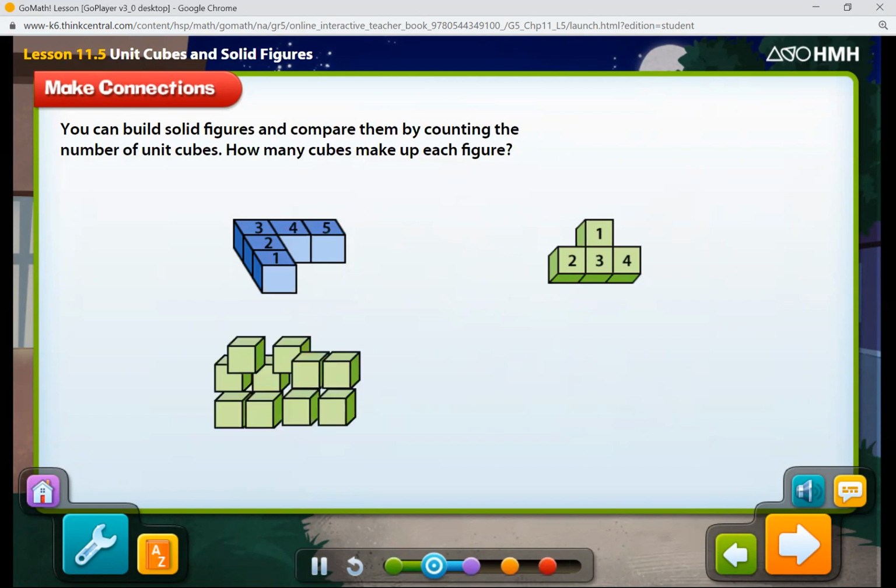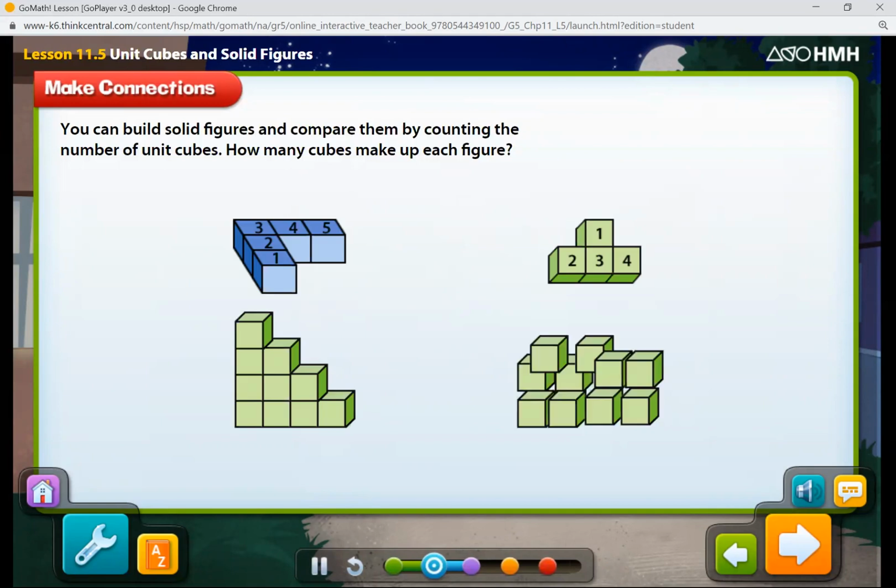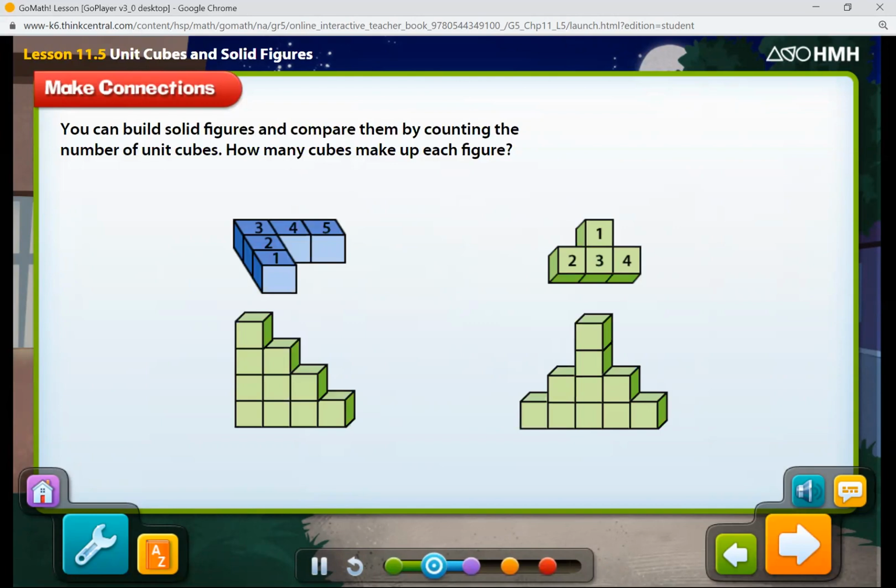Next, you can use 10 unit cubes to build 2 different solid figures that are not rectangular prisms. Here's one figure. Now, build another figure. How are the models the same? They are built with the same number of unit cubes. How are the models different? They are different solid figures. There are many different solid figures you can make with 10 unit cubes that are not rectangular prisms.